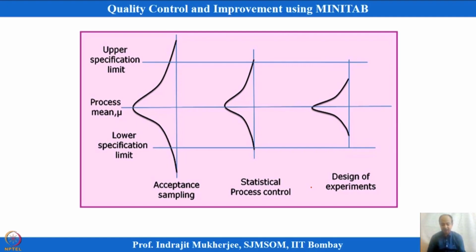Then statisticians gave us statistical process control charts. Shewhart developed this process control chart, and he emphasized that it should be proactive. Whenever a process is deviating and gives you some signals, we do not have to wait until it goes out of specification.